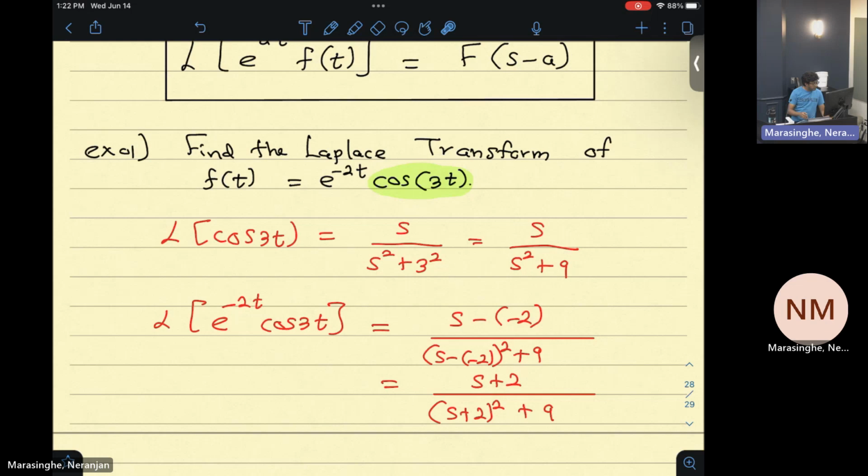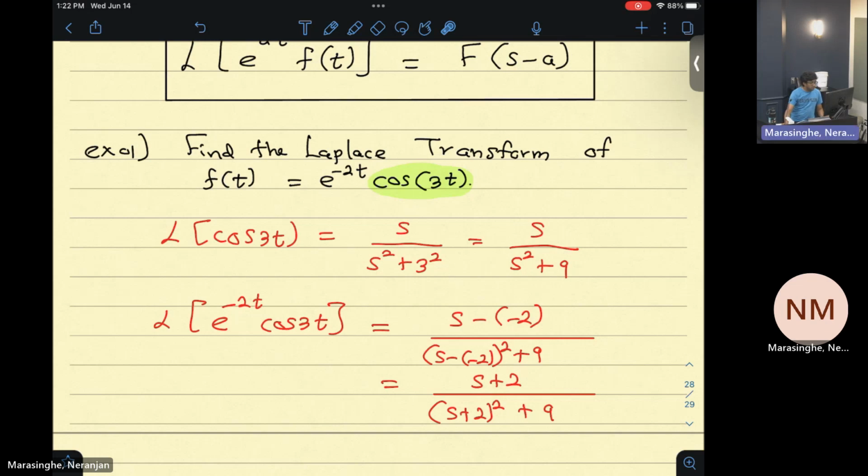So we would get this, equal to s plus 2 divided by s plus 2 square plus 9. Okay, you can see the translation, right?